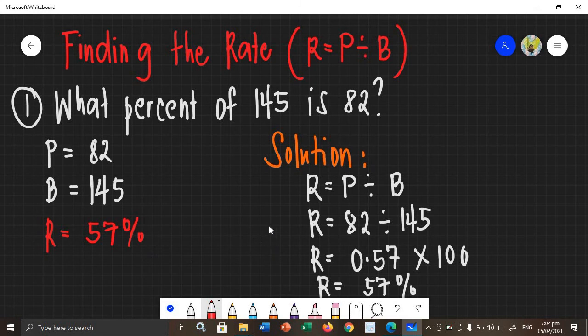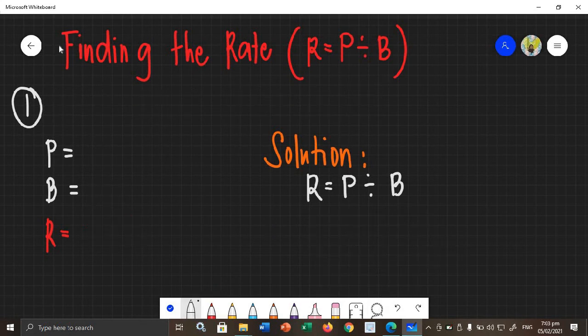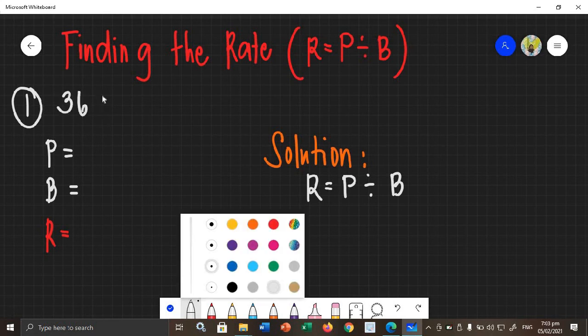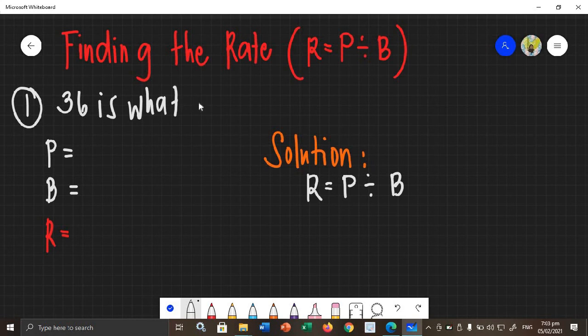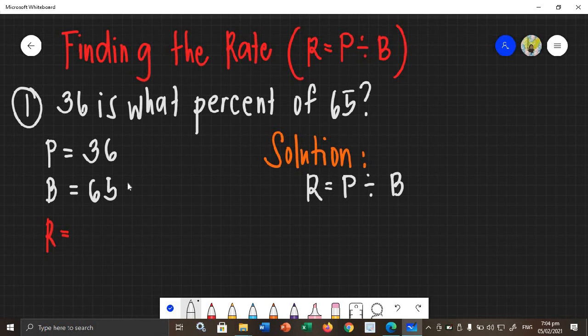How about another example? Let's say we have, let's say the problem is 36 is what percent of 65. Okay, so your percentage is the smaller number, which is 36. The base is 65. And we are looking for our rate. So R is equal to 36 divided by 65.